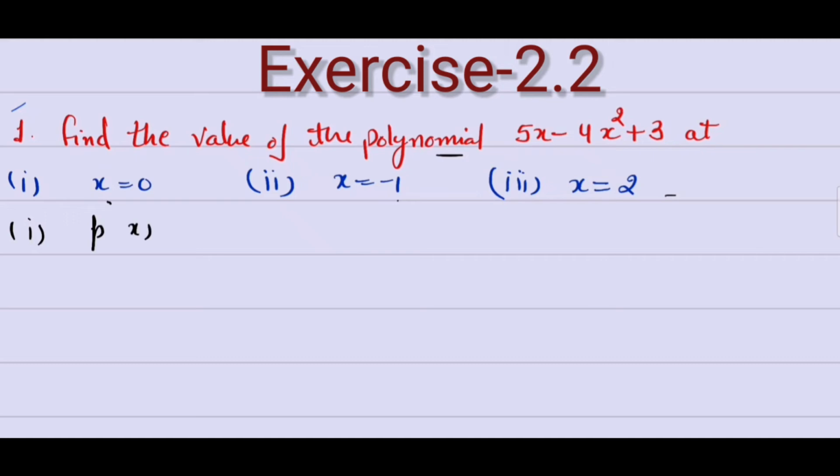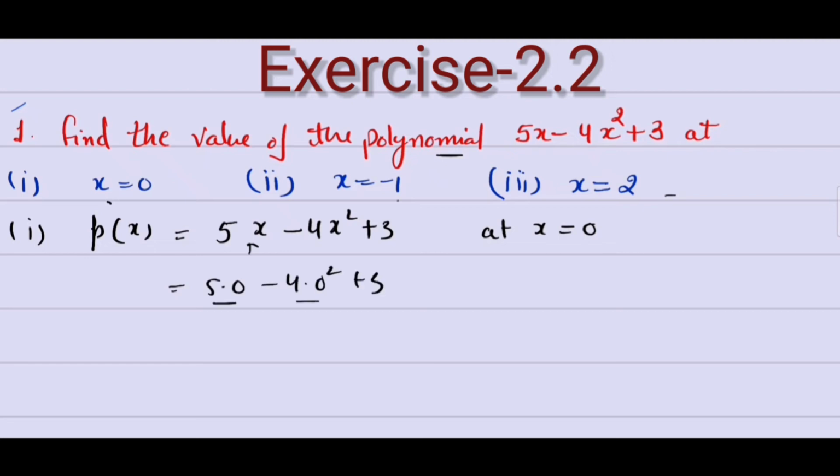We can write this polynomial as p(x) is equal to 5x minus 4x square plus 3. Now put x is equal to 0. Put this value here. I'll put 5 into 0 minus 4 into 0 square plus 3. We know anything multiplied by 0 will get 0 only. This will become 0 minus 0 plus 3. So my answer is 3 here.